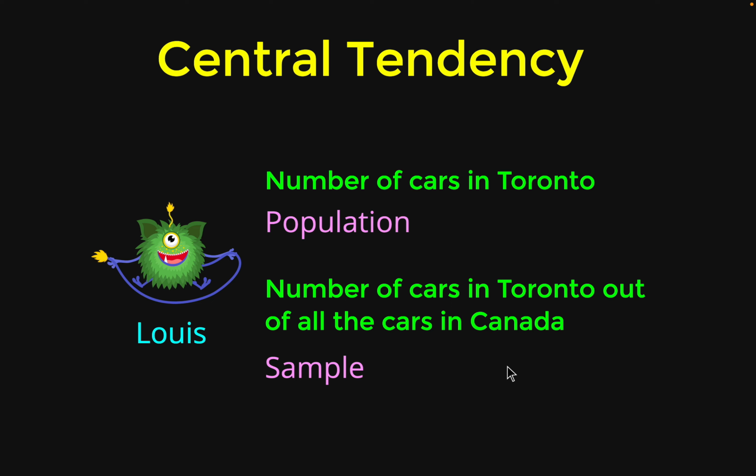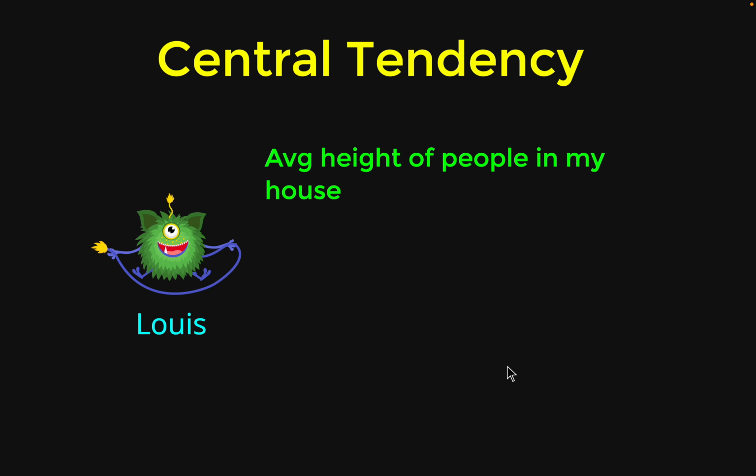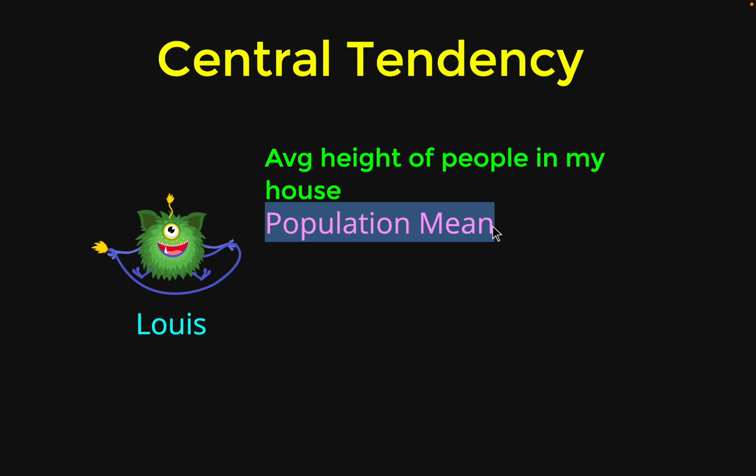So let us have a look at one more example. For example, Louis wants to calculate the average height of people in his house. So for example, if there are 4 people staying in his house, then that data becomes the population data. Now what's happening in this case is the number of people are just limited to the house of Louis. And that's why the data is your population data and we are trying to calculate the average height. That's why we simply have to calculate the population mean for this kind of data.